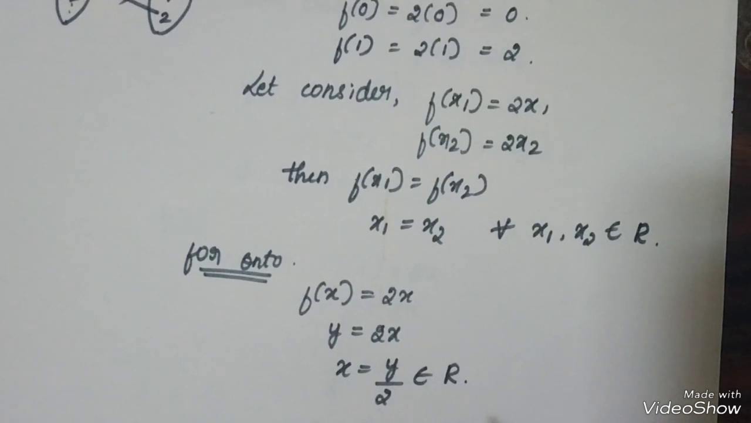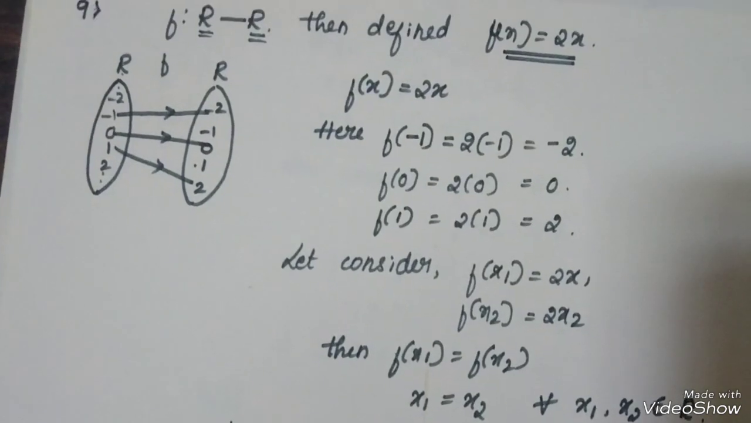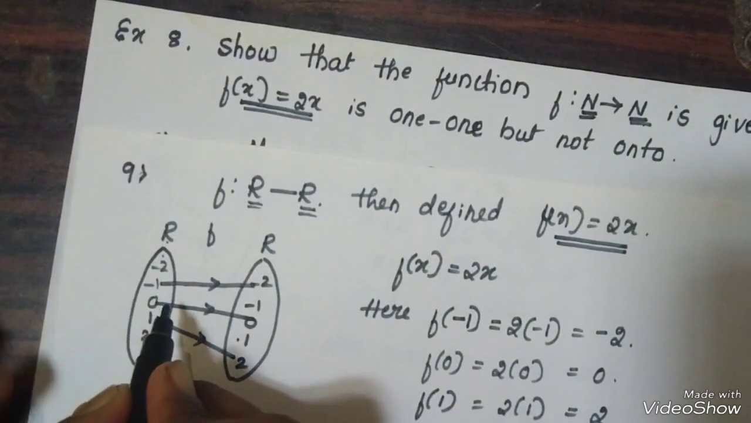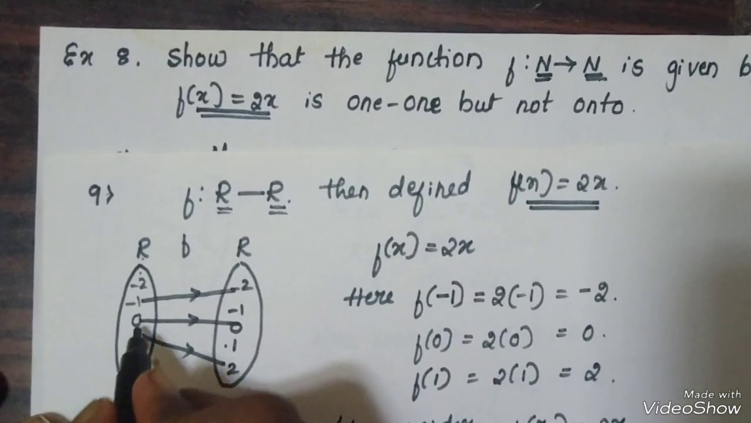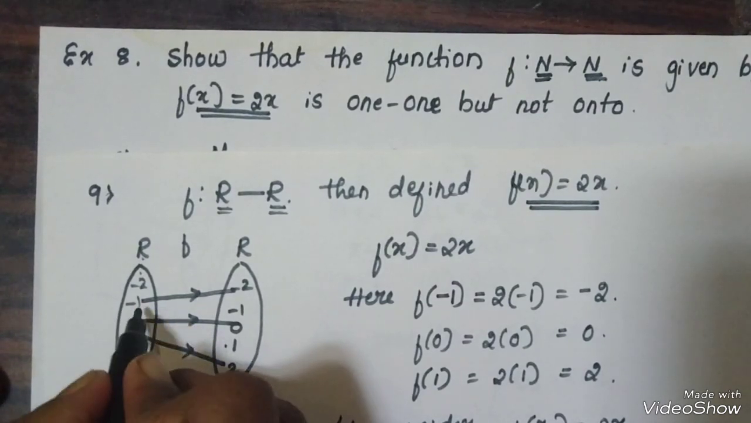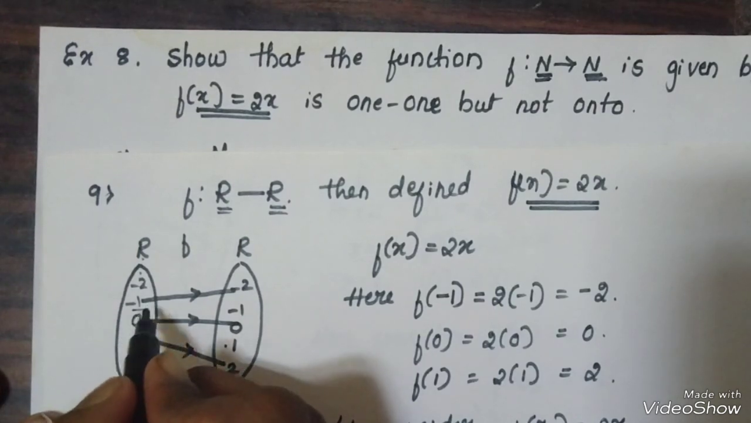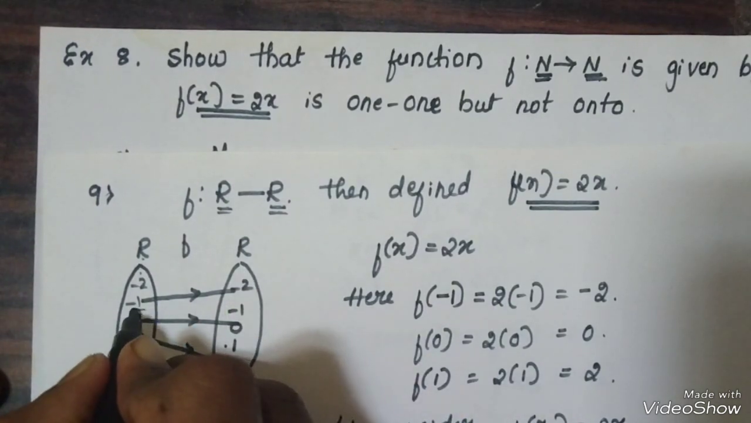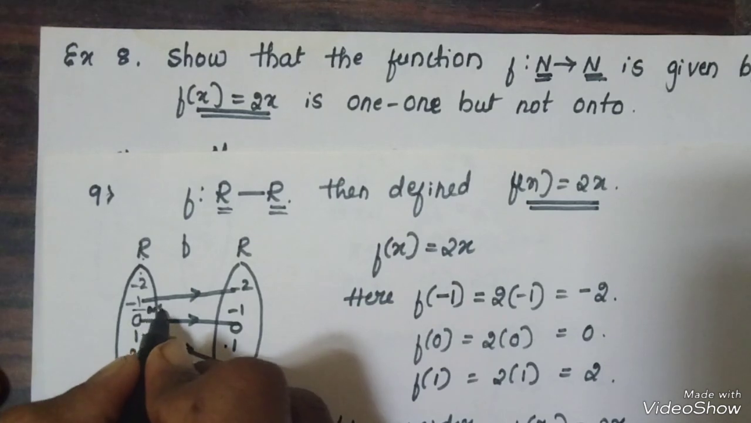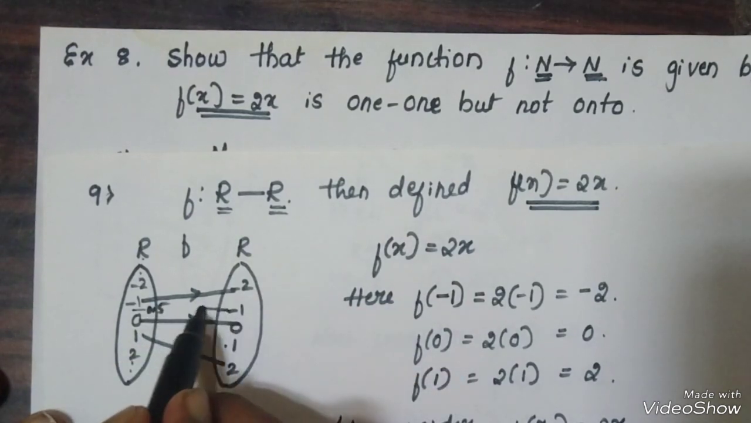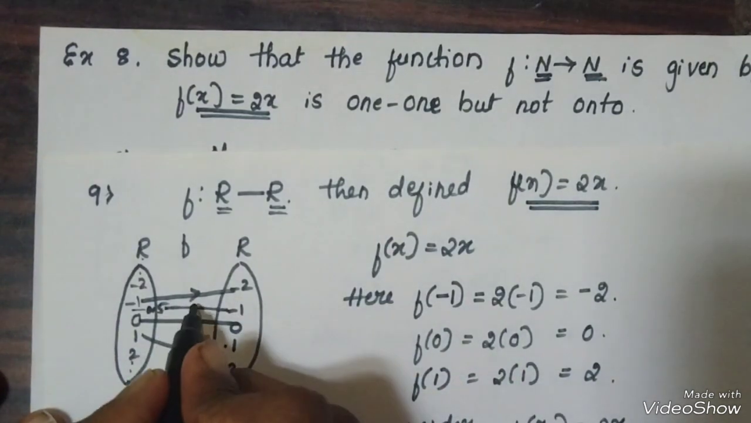Whatever the image, we substitute y as minus 1, then we get x as minus 0.5. Where does it lie? The point lies between 0 and minus 1, because it contains the minus value, that is 0.5. So minus 1 has the image.